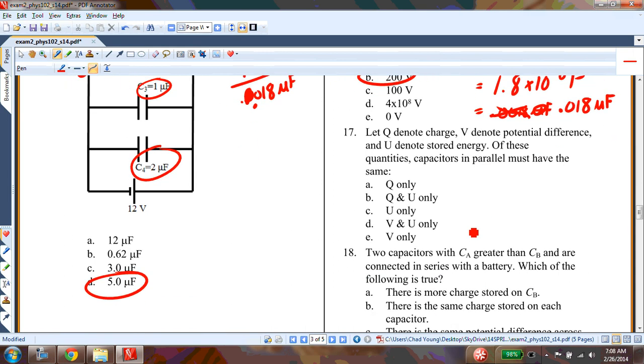Either way, I would probably do it this way, where I convert everything to SI units, because I think that's probably easier. Let Q denote charge, V denote potential difference, and U denote stored energy.